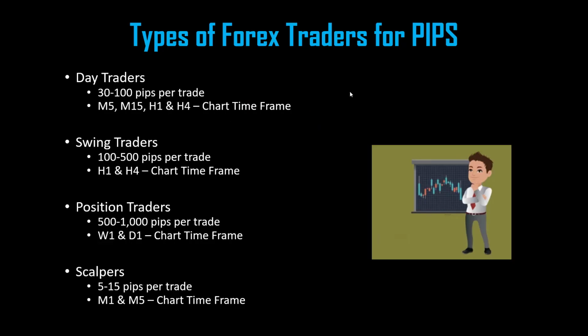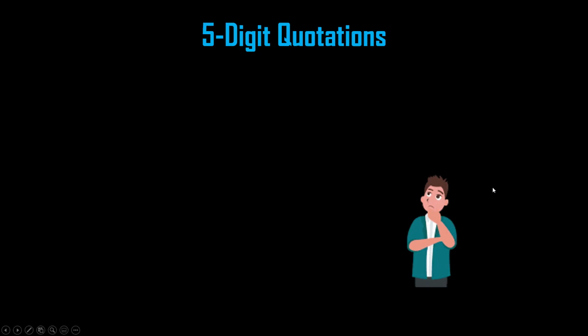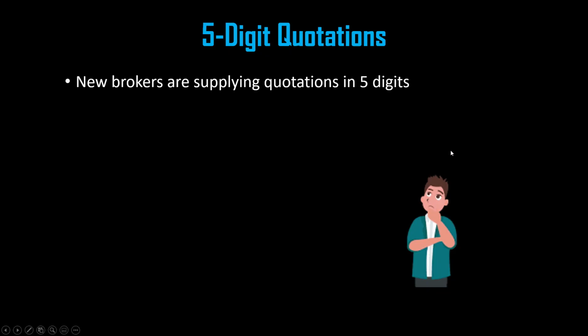So yeah, next is going to be the 5-digit quotations. This is very important for me to make note of and mention to you guys because this is something that you'll see on the charts. So what are the 5-digit quotations? New brokers obviously have this and are supplying quotations in 5 digits. So in this case, instead of having the 4 digits, 1, 2, 3, 4, we have a fifth one. The fifth one is always going to be a lot smaller.